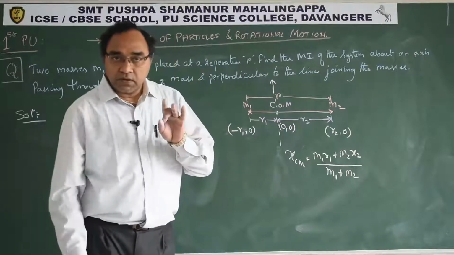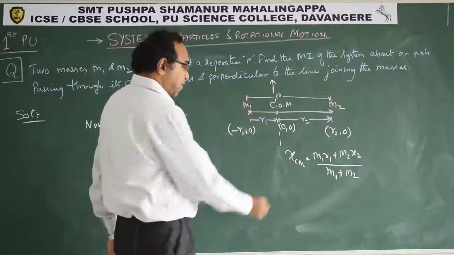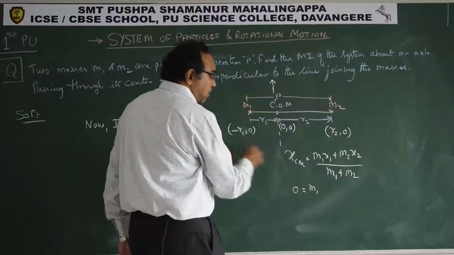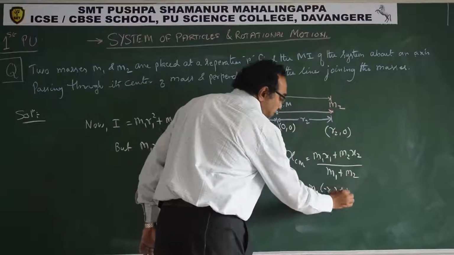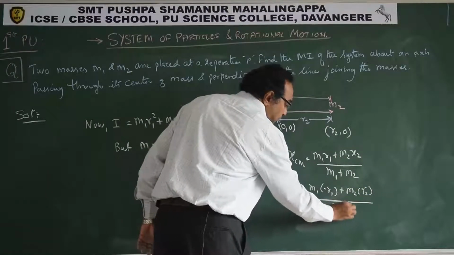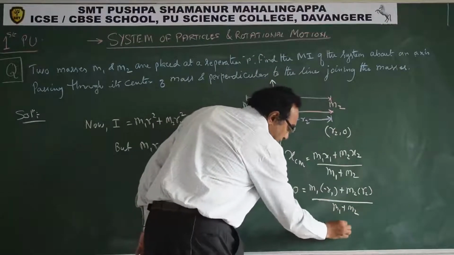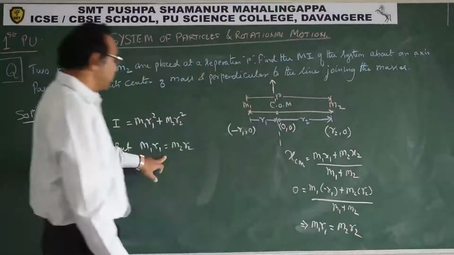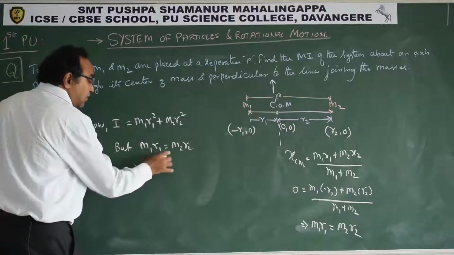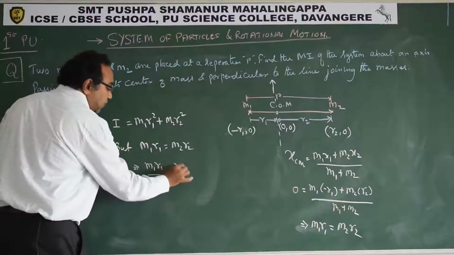We know from the Cartesian system of finding center of mass coordinate. Now it is given 0. This is m1. What is x1? Minus r1 plus m2, and this is r2, upon m1 plus m2. Cross multiply. From this we get m1 r1 is equal to m2 r2. Please understand this. This is what I am using here. So from this we can say m1 r1 upon m2 is your r2.